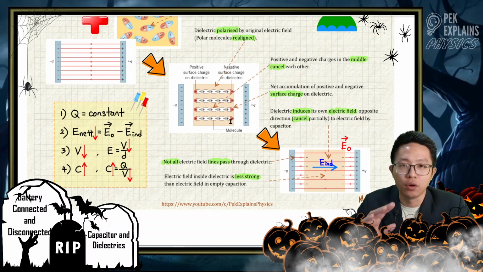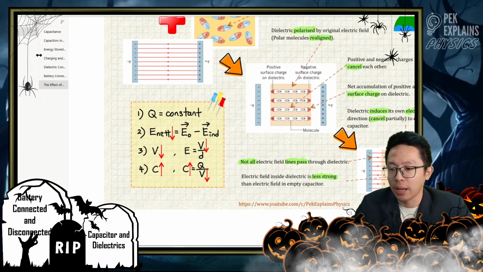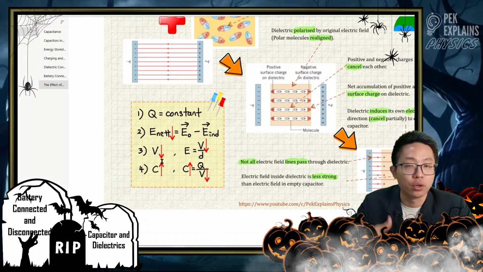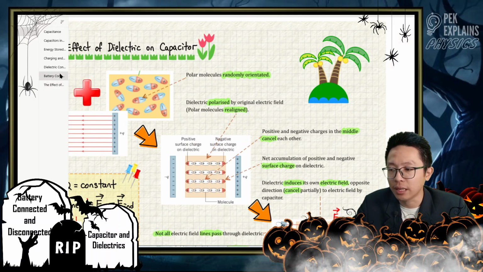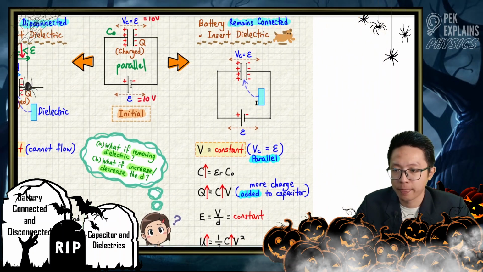But that's not for long. That's only the immediate change. After some time, the voltage will go back up, and the electric field strength will also go back up. Let me explain here.